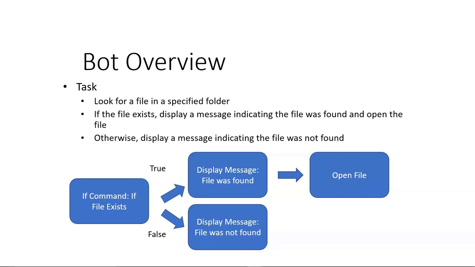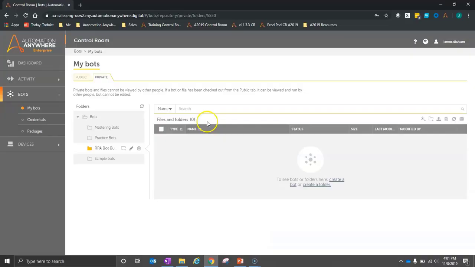So this is an overview of the bot we're going to build today. We're going to check if a certain file exists in a specific folder, and based on whether that's true or false, we'll execute different commands. In the case of it being true, we'll display a message that the file was found and open the file. If it turns out to be false, we'll display a message that the file wasn't found.